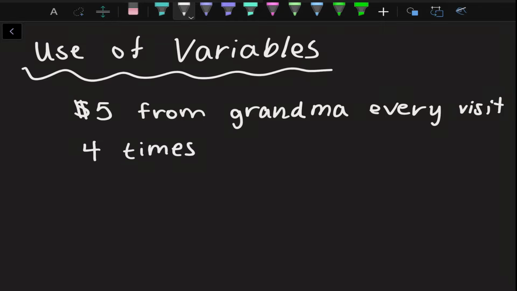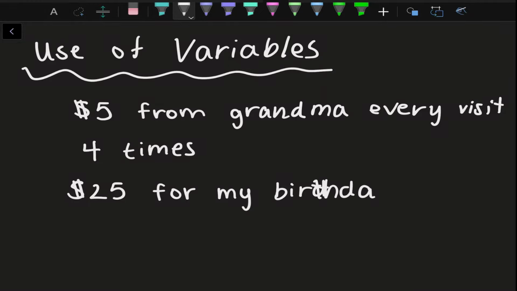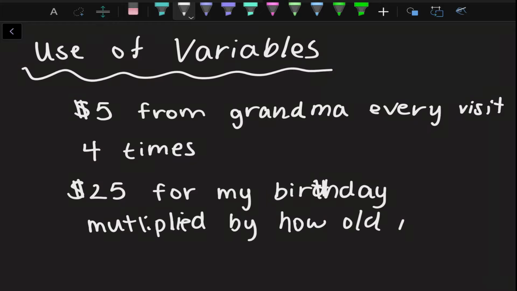And then I know that it's also my birthday that month, and I'm going to get $25 from grandma for my birthday, and that's going to be multiplied by how old I am. So this is a basic question that we'd have to make a formula out of.